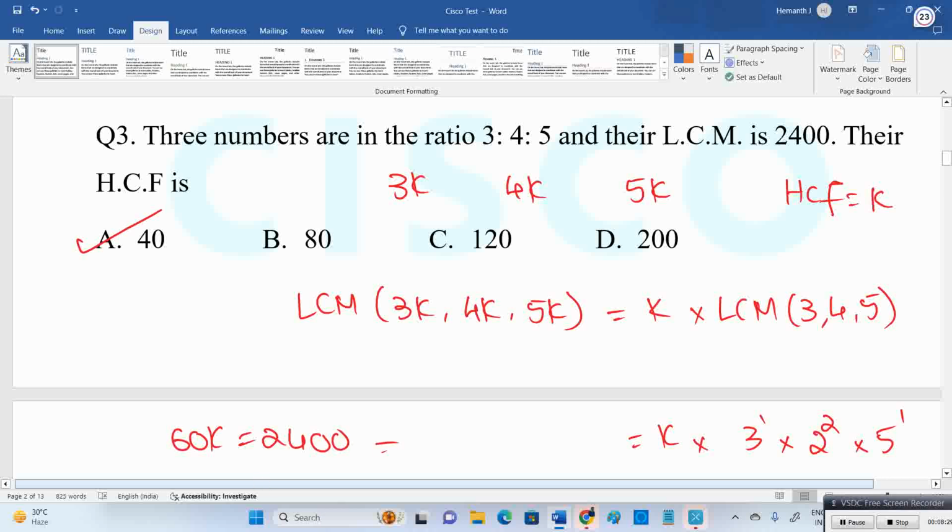Good. K, the HCF, they are asking. K is nothing but 40. LCM is given; we got LCM as 60K, which is nothing but 2400. So we can find the K value here as 40.